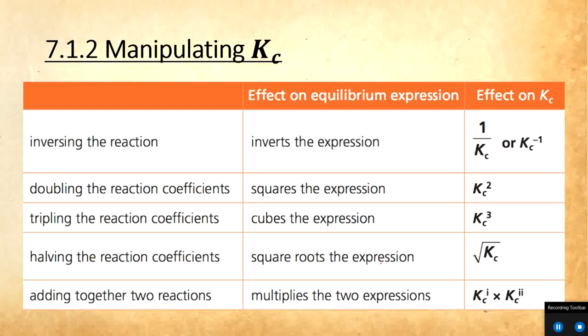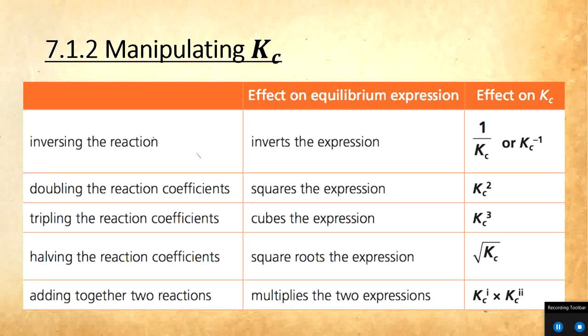Kc can also be manipulated. Okay, so we can look at Kc. If we take a reaction and reverse the reaction, or double or triple the reaction, or maybe we have a multi-step reaction, how do we deal with Kc? So this is a summary table, but we're going to take a look at a breakdown of a question in a second.